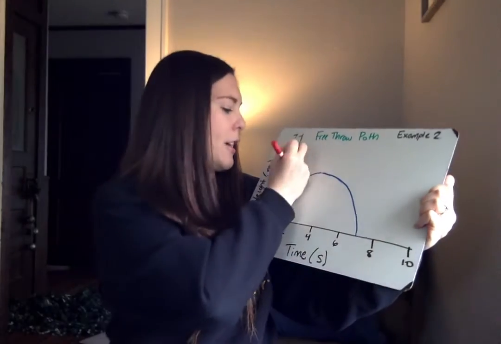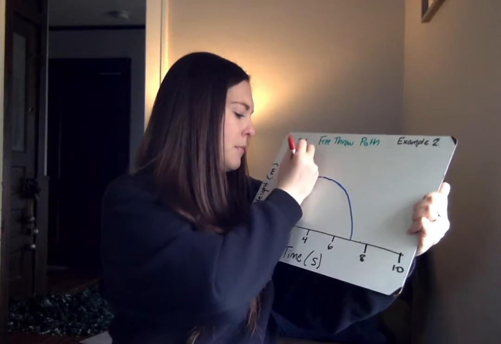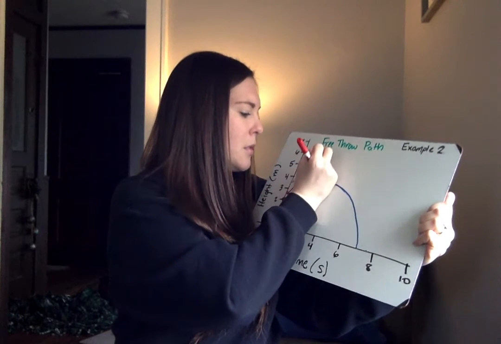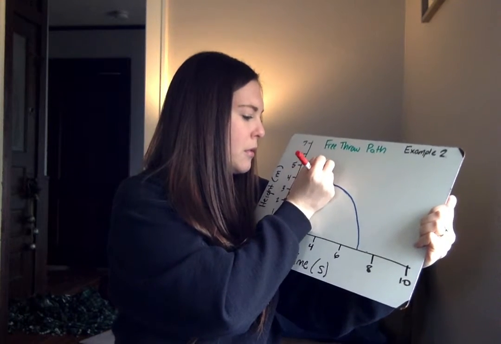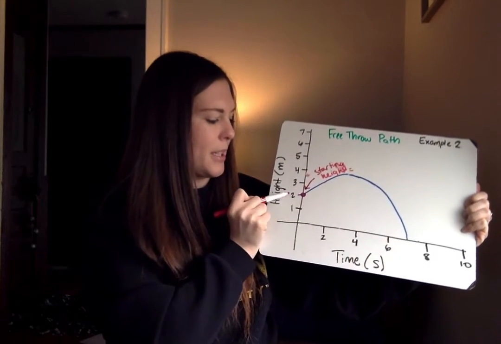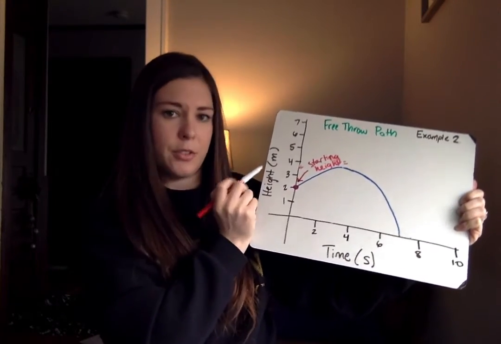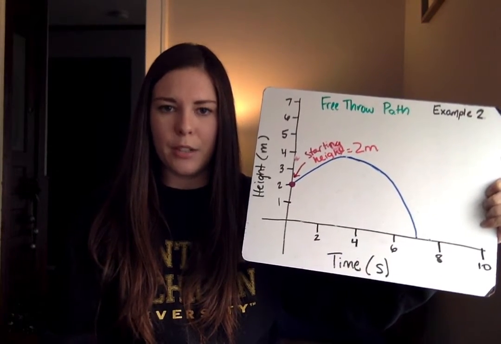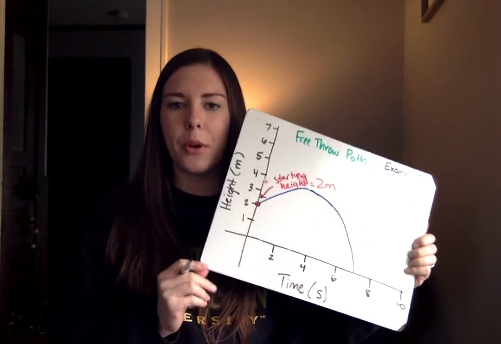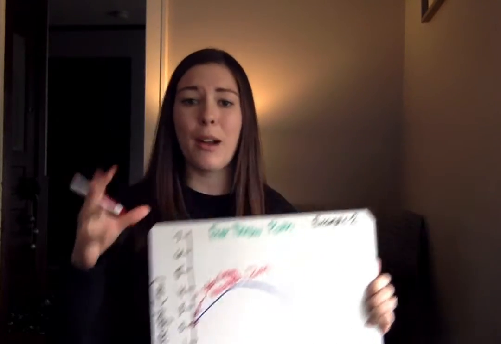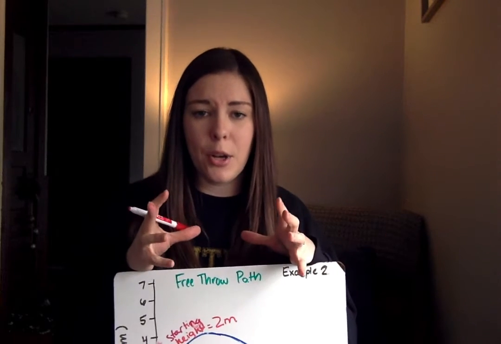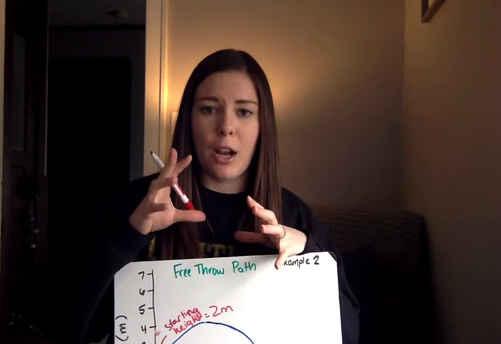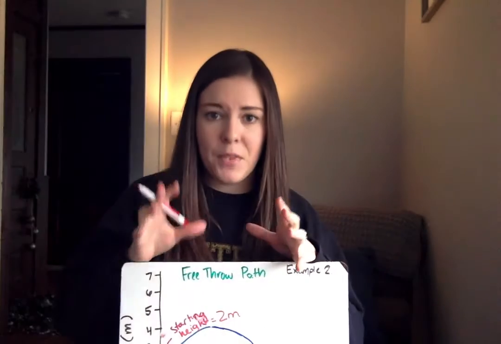Okay, so its starting height, and we'll look at its measurement, is 2 meters. Okay, its starting height is 2 meters. So what that tells me in our free throw situation is, since it's off the ground, that probably means that the person holding the basketball is holding it 2 meters off the ground before they throw it. Okay, and that makes sense.